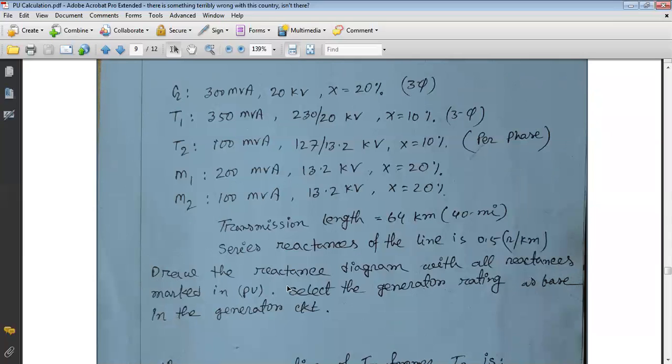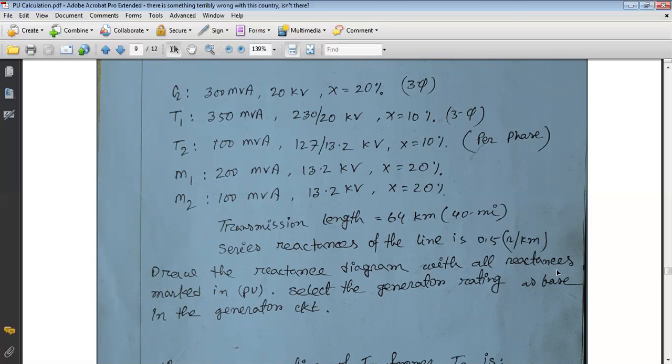The question is, draw the reactance diagram with all reactances marked in per unit. This question is the same as the previous question, which we have already solved. So we have to draw a reactance diagram, and in this diagram we have to mark all the reactances in per unit. And this per unit should use a new base. Which is the base? Select the generator rating as base in the generator circuit.